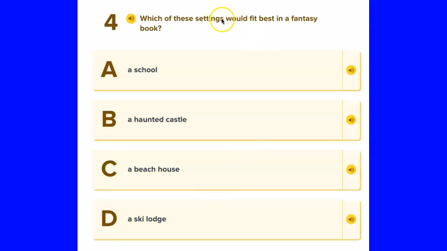Number 4, which of these settings would fit best in a fantasy book? Now the key word here is fantasy. A school, a haunted castle, a beach house, or a ski lodge. Now I think this one's pretty obvious. A haunted castle fits in very nicely with a fantasy.